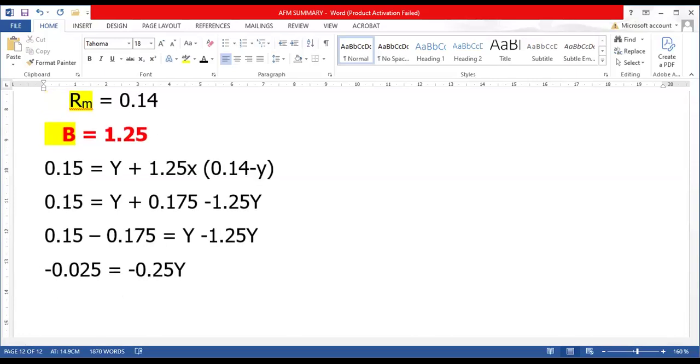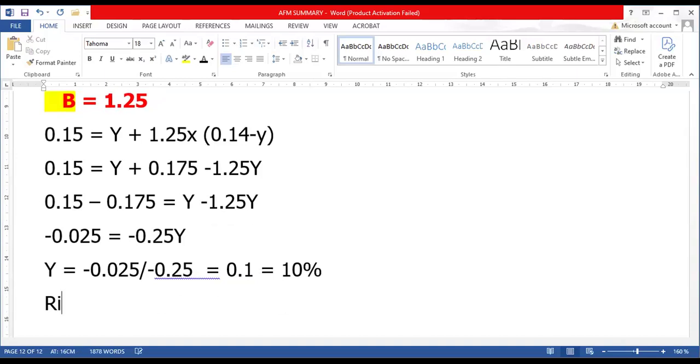So I need y. Y will be equal to negative 0.025 divided by 0.25 divided by negative. What do you get? Y is 0.1, which is approximately equal to 10%.